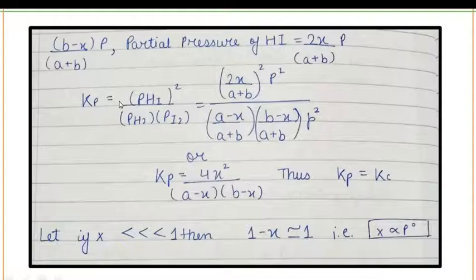So, you know it very well. To calculate the value of Kp, you need the value of all these expressions: the active masses of PHI square divided by the active masses of reactants PH2 into PI2. It will look like this. And after solving this equation, you will get the value of Kp as 4x square divided by A minus X into B minus X. Thus, Kp will be equal to Kc. If x is less than 1, then 1 minus x will be equal to 1. That is, x is directly proportional to P to the power 0.